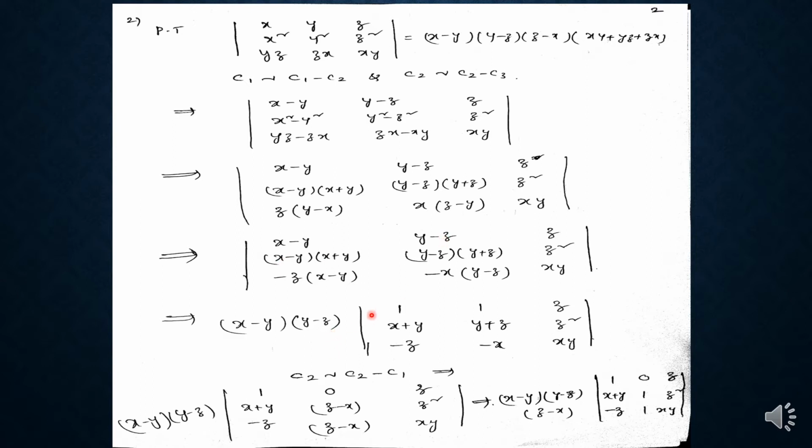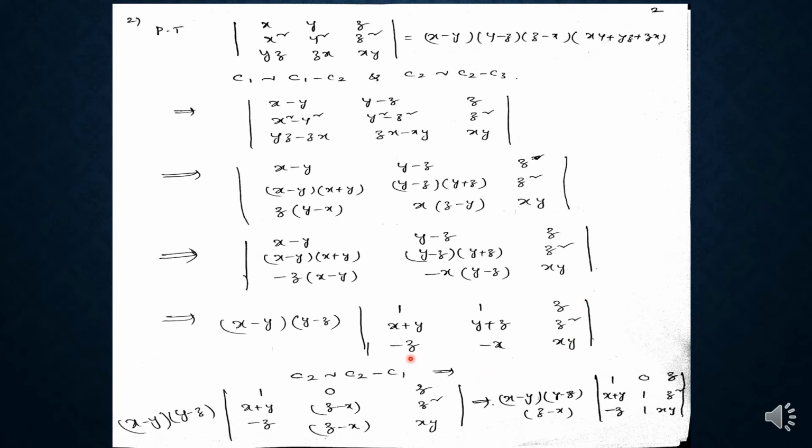Then in the first column, since you have taken x − y as common, this becomes 1. Here x + y will be there, here −z. So 1, x + y, −z. This is the first column. And coming to the second column, we have already taken y − z as common. So here we will get 1, here y + z, here −x. And the third column elements are z, z², xy.